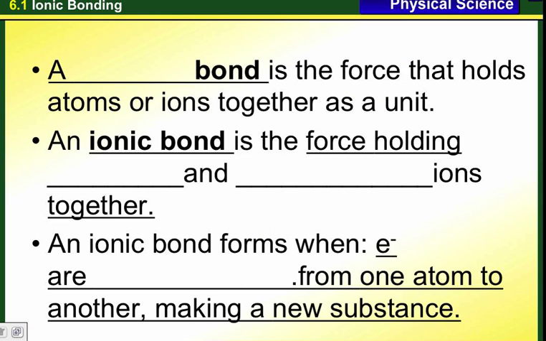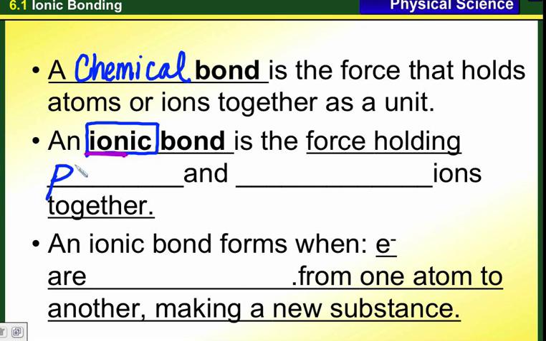Now, there's lots of different ways that elements can bond together, and we call all those different ways chemical bonds. Today we are focused on one type of bond, and that is, of course, the ionic bond, having to do with, surprise, surprise, ions. The ionic bond is the force holding together those positive and negative charges.